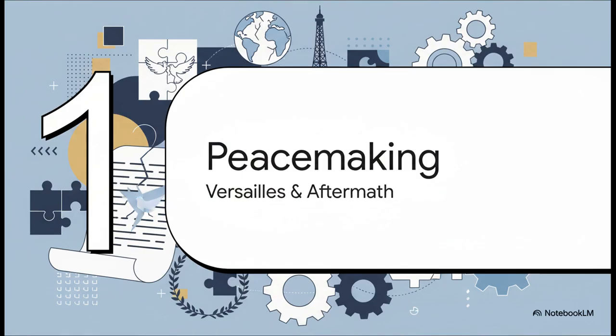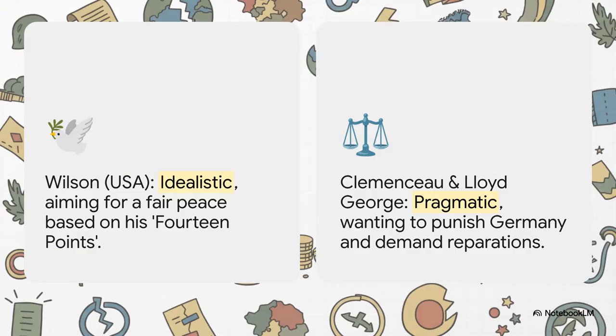Okay, part one, an unstable peace. So picture this, it's 1919. The leaders of the world are in Paris, and they have this monumental task of building a lasting peace. But right from the get-go, they all wanted completely different things, and that created massive cracks in the very foundation of that peace.